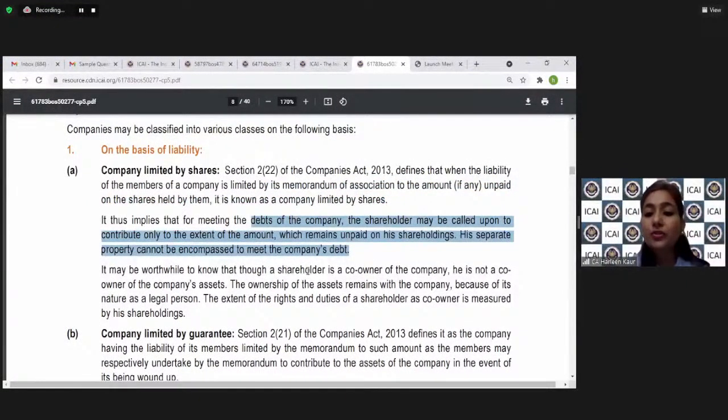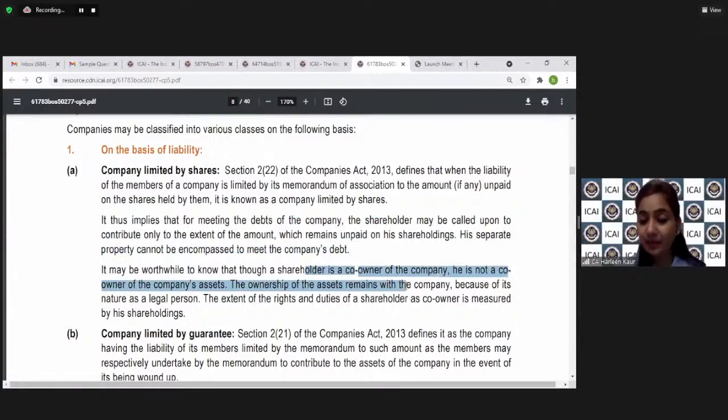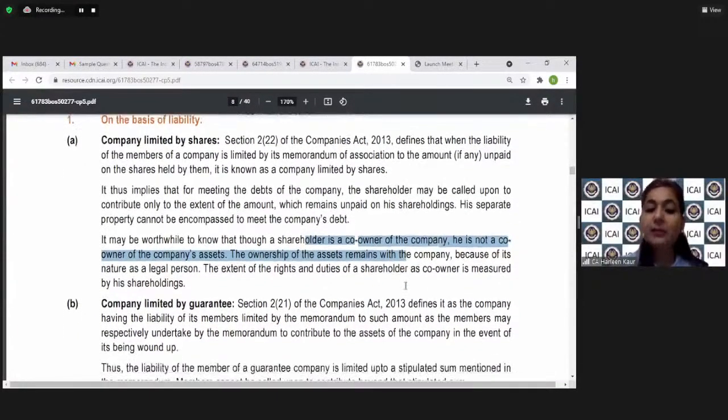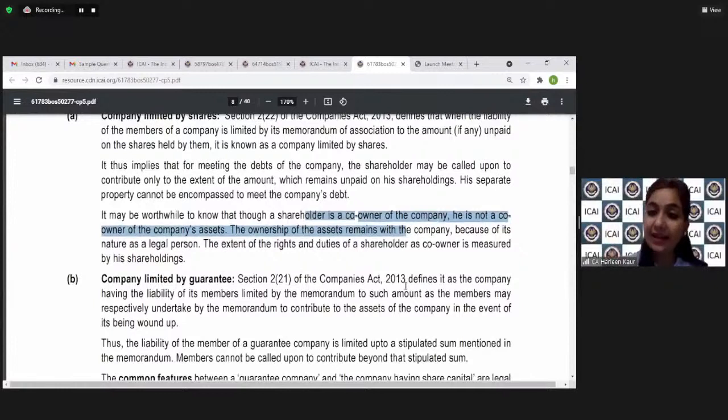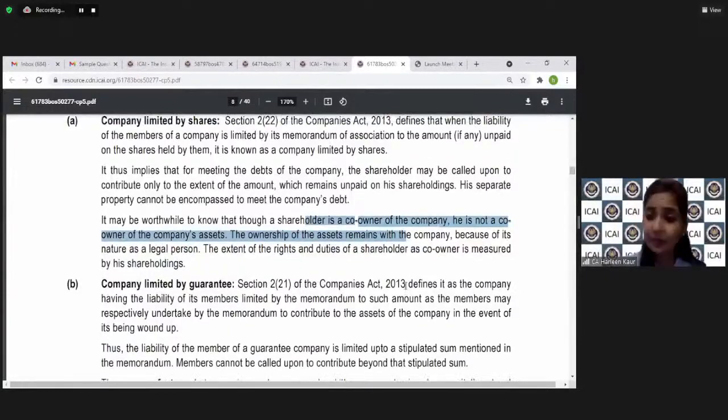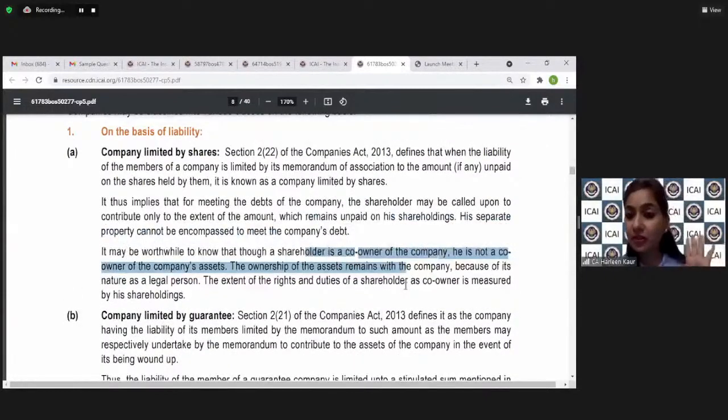Also, the shareholder is a co-owner of the company. He is not co-owner of the company's assets. You don't even have the ownership in the assets of the company because it's a legal person. Company has a legal personality. The company will own the assets in its own name. Okay. Similarly, the shareholder is having his rights in the company according to his shareholding. Clear ho gaya? Company limited by shares, unpaid amount of shares is the word that you have to remember.